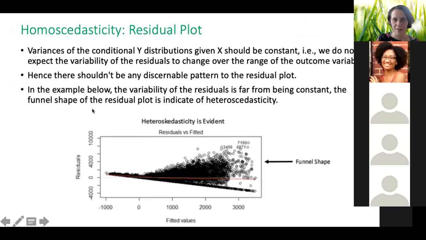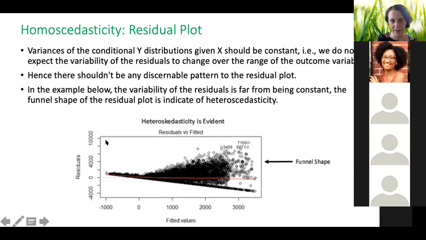All right. Let's talk about homoscedasticity, right? So this assumption is that for each value of my predictor, the standard deviation of the variability of the residuals, of the error terms, has to be the same. And that means that we do not expect to see any change in the variability of the residuals across the range of our fitted values.